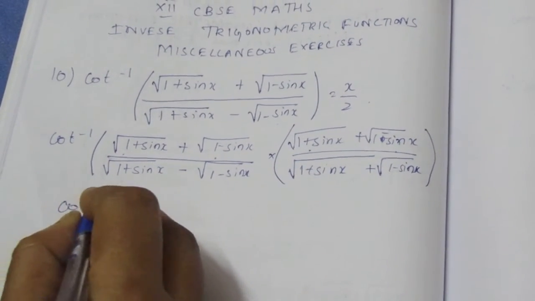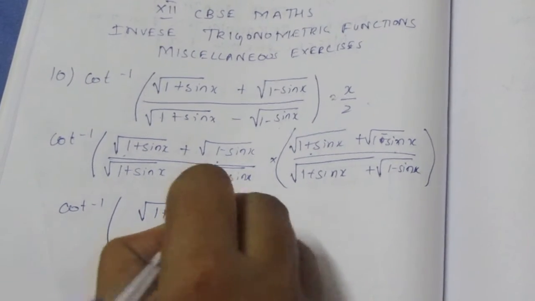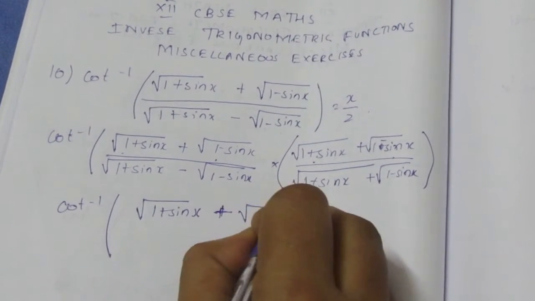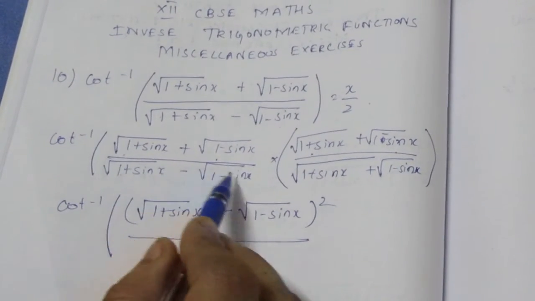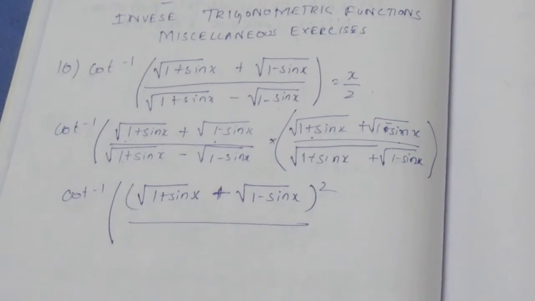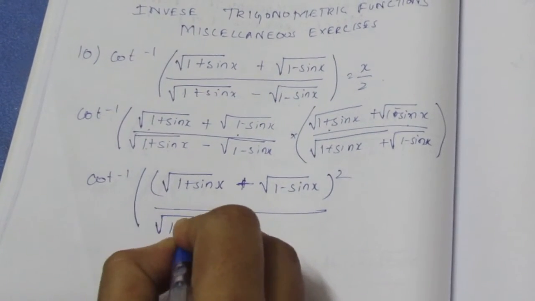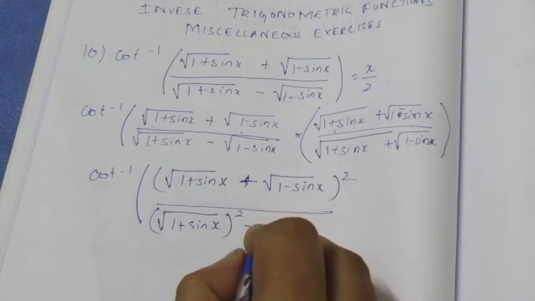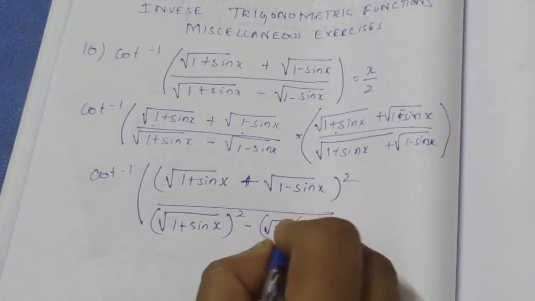So cot inverse of root of 1 plus sin x plus root of 1 minus sin x the whole square. In the denominator we have a minus b into a plus b, which is nothing but a square minus b square. So a square is root of 1 plus sin x the whole square, minus b square is root of 1 minus sin x the whole square. So we can cancel this too.